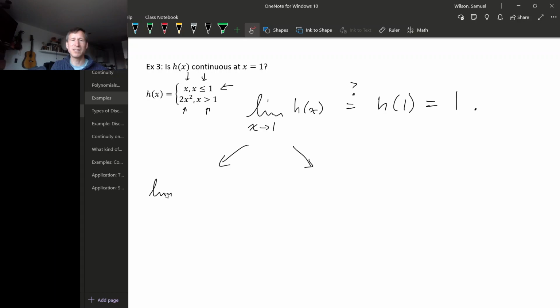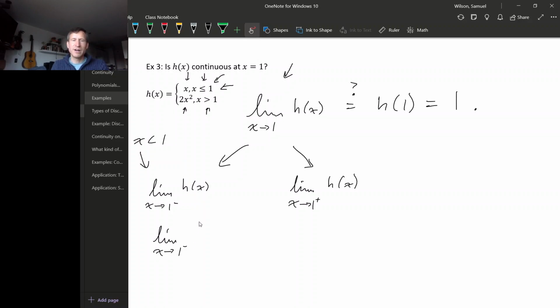So we'll calculate the limit as x goes to 1 from the left, and we'll calculate the limit as x goes to 1 from the right. Right? Because we know if these two one-sided limits are the same, then the two-sided limit exists. So let's calculate the one-sided limits. Now for the one-sided limit on the left, approaching 1 from the left, all these x values are less than 1, so we'll use this first formula for h of x. So here we're finding the limit as x goes to 1 from the left of x, but that's 1.